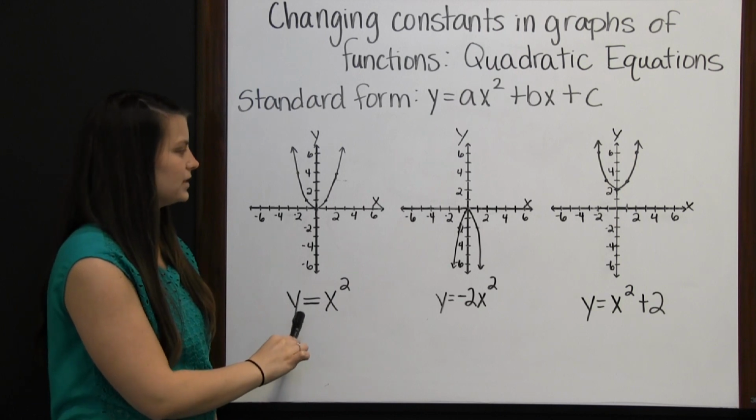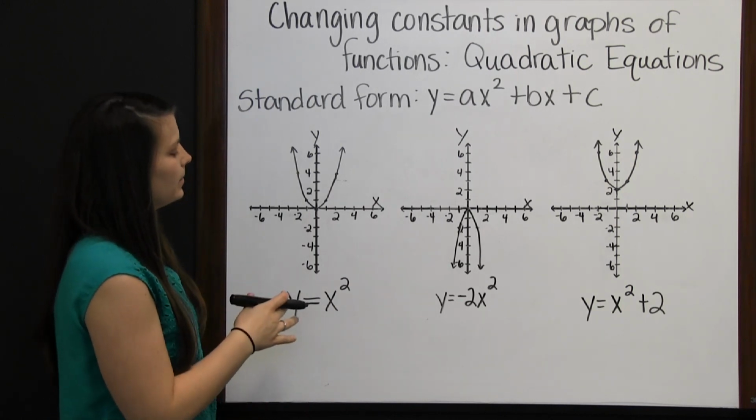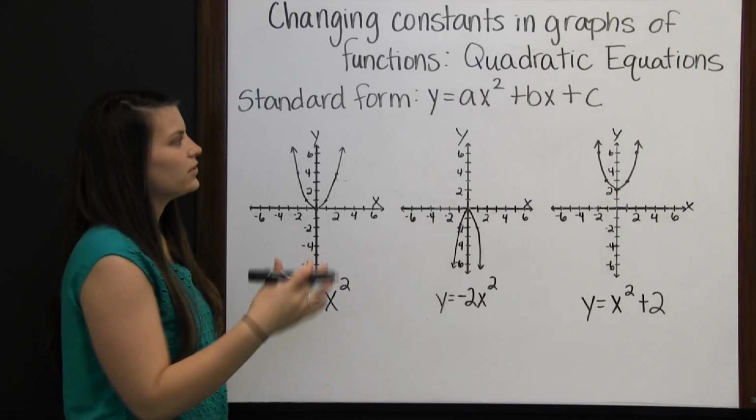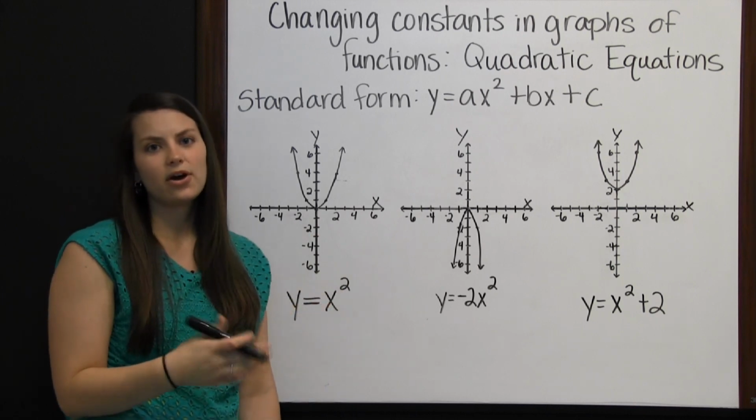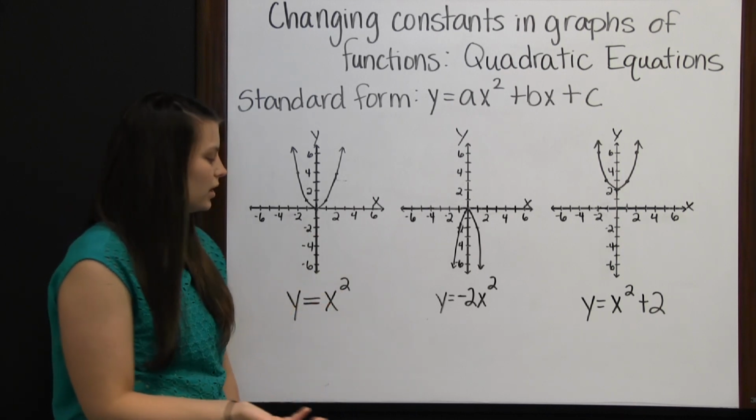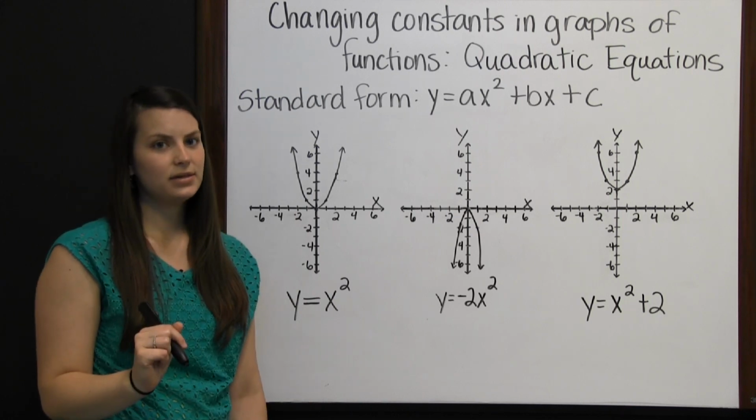This first graph is the graph of the parent function. So it's when none of the constants have been changed. A is 1, there is no b constant or c, they're both 0. So this is the parent function before any shifts have happened.